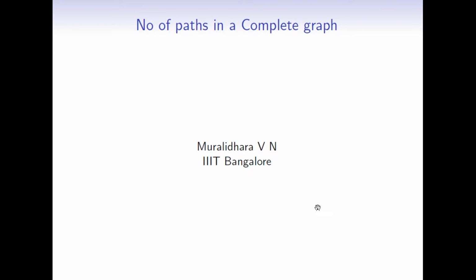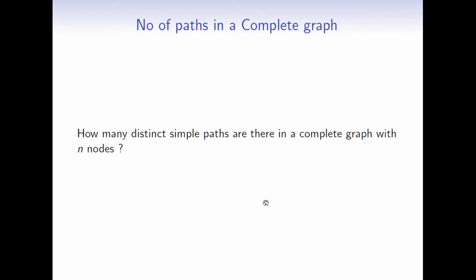In this class, we are going to compute the number of paths in a complete graph. More specifically, we are going to ask the question: how many distinct simple paths are there in a complete graph with n nodes? We'll assume that the given graph is a directed graph, but you can work out similar formulas for the undirected graph.